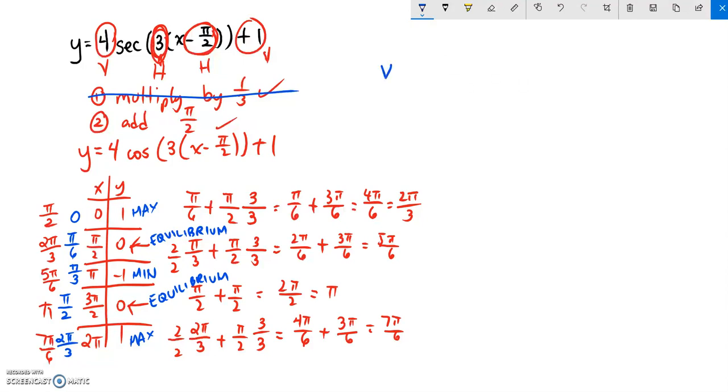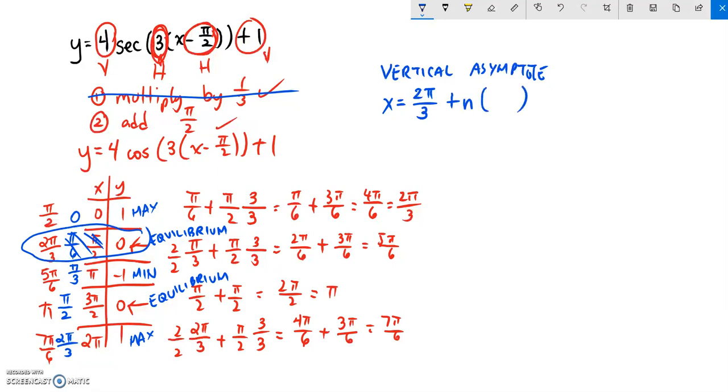So the vertical asymptote will occur at x equals. Now, the first vertical asymptote will occur right here. These are already the old ones, so I don't care about that. I focus on 2 pi over 3 plus n times. Now, I need to figure out how to get from this vertical asymptote right here to the next one, which is right here. As you can see, once again, this doesn't matter. That's the equilibrium right there.